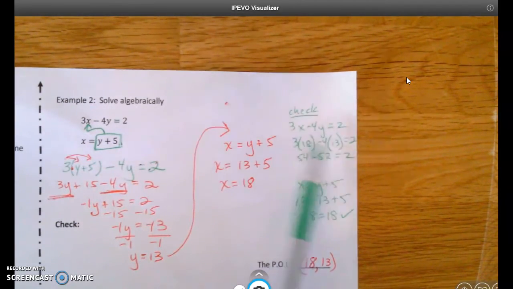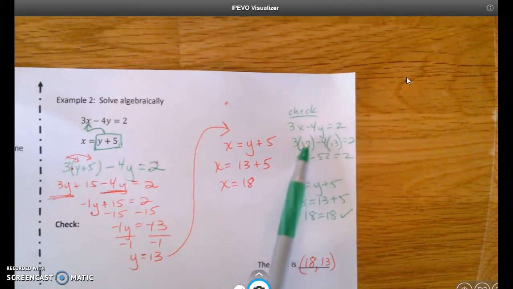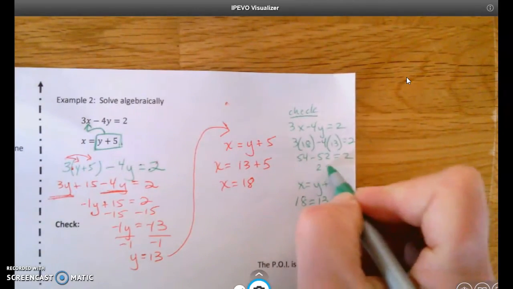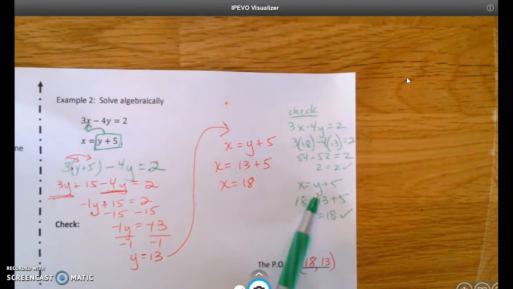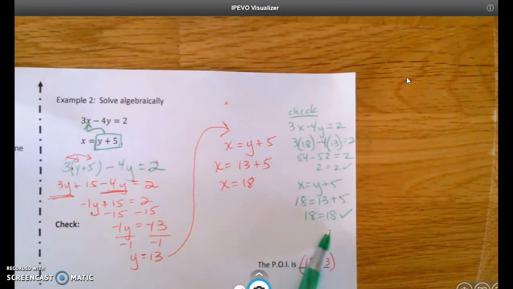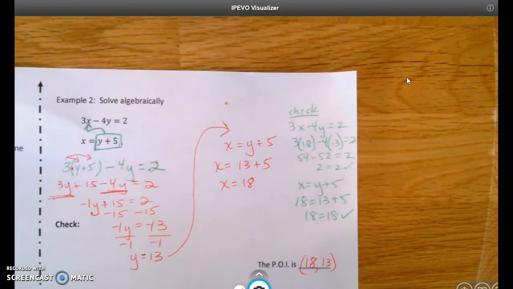They get plugged in, and then remember, you're evaluating at this point with order of operations. So 54 minus 52, yes, that side works, or that equation works. And then remember the simpler equation, x had to equal y plus 5, and as you can see, it does.